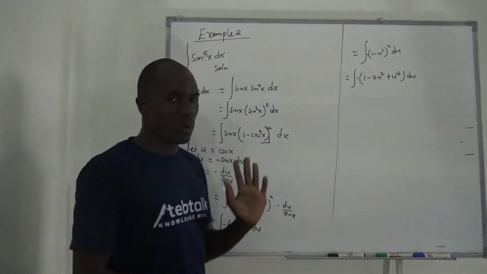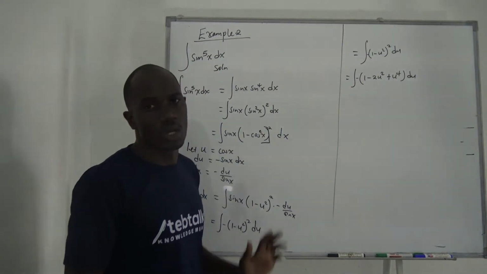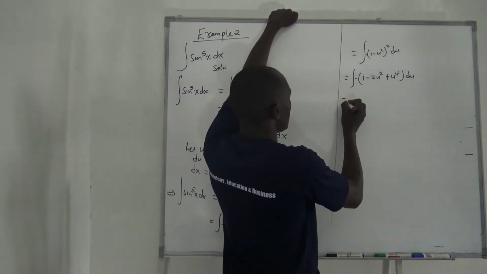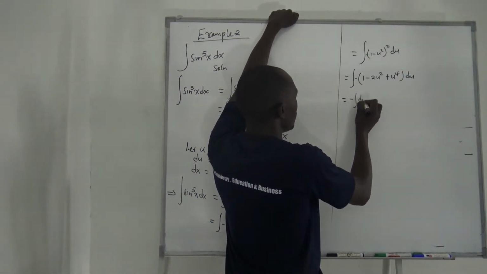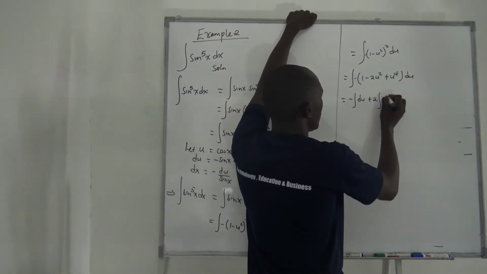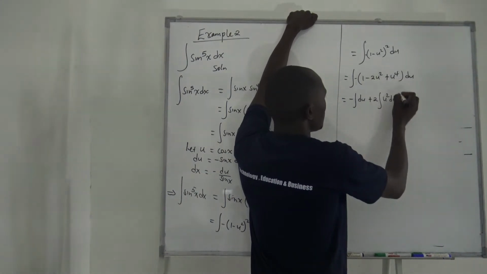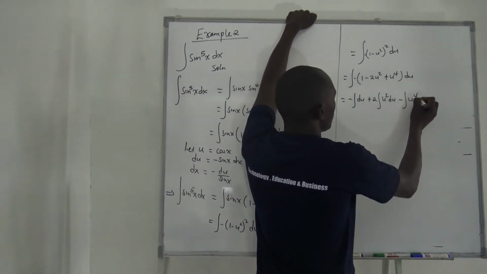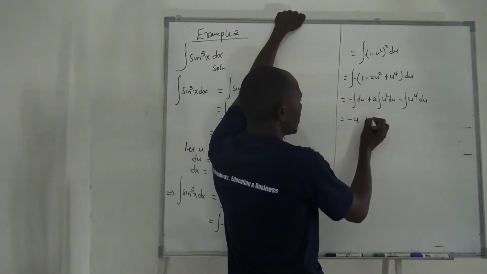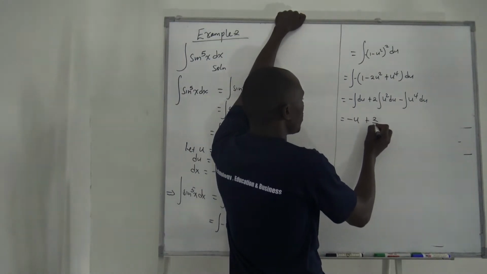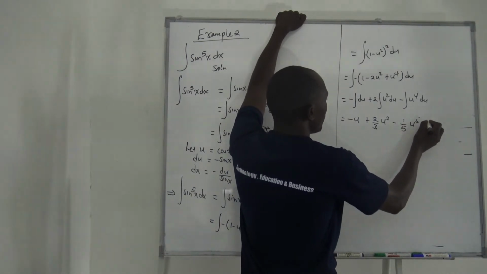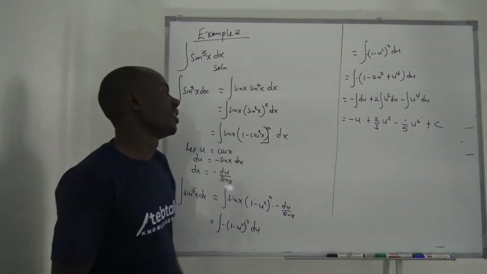So we push in the negative. We are integrating everything with respect to u. So this becomes integral of negative du plus 2 integral of u squared du, and negative times the positive becomes minus integral of u power 4 du. So we get negative u plus, adding 1 to the power and dividing by the new power, 2 out of 3 u cubed, minus 1 out of 5 u power 5, plus the constant of integration.